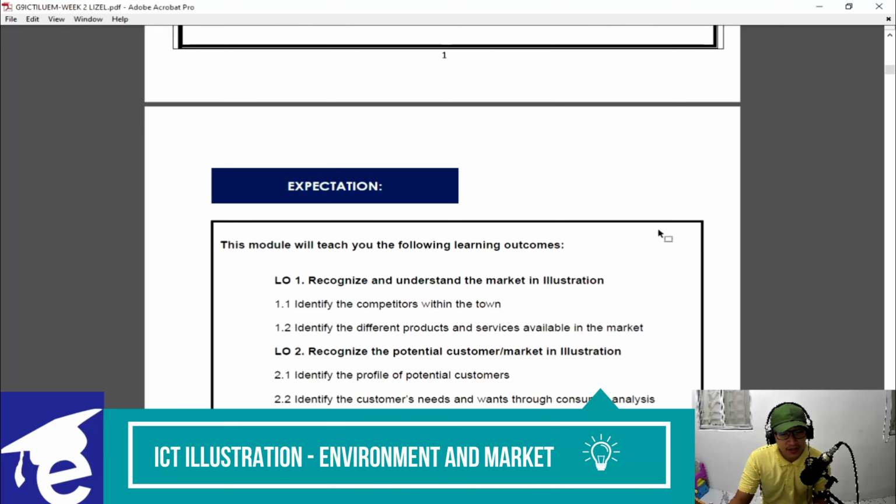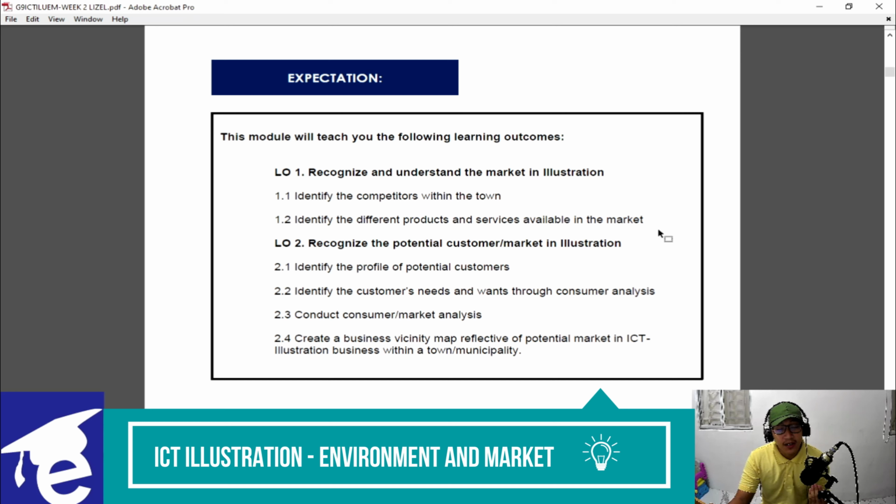Let's start the expectations in this module. We are going to teach you the following learning outcomes. The first one is recognize and understanding market in illustration. 1.1 is identify the competitors within the town. 1.2 is identify the different products and services available in the market.